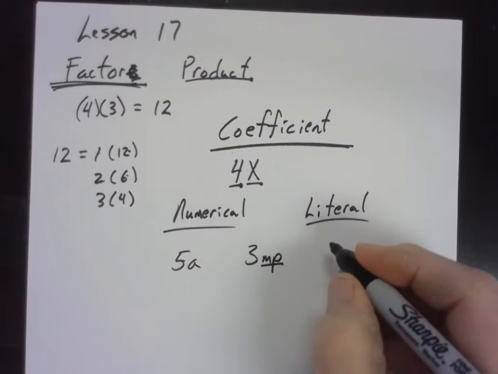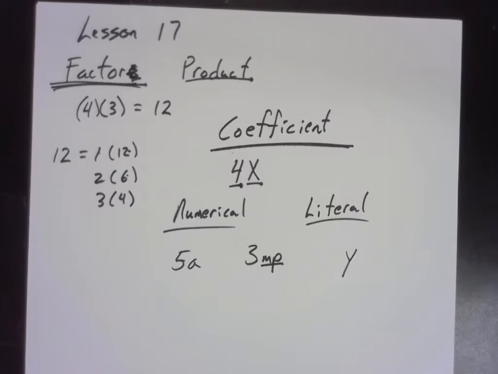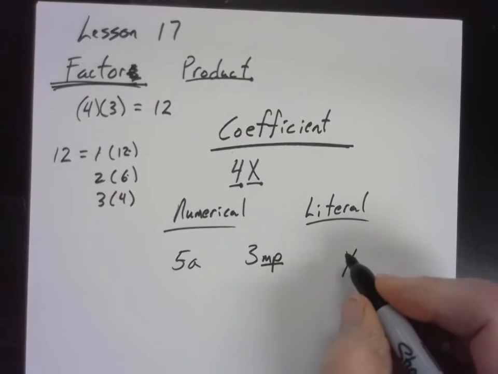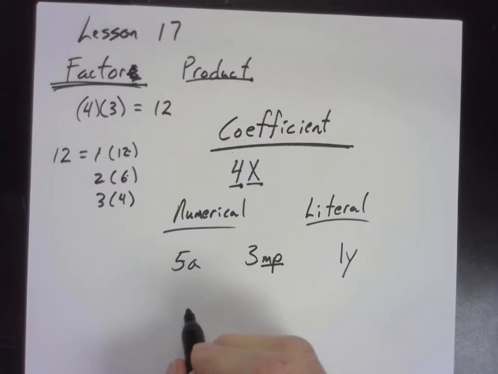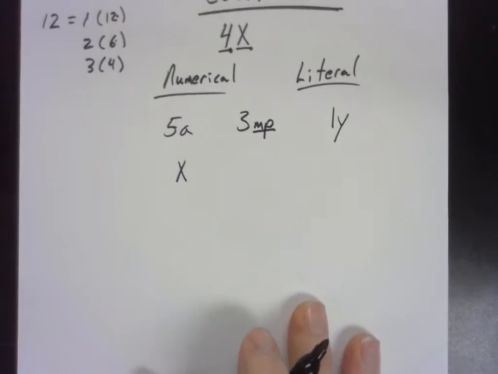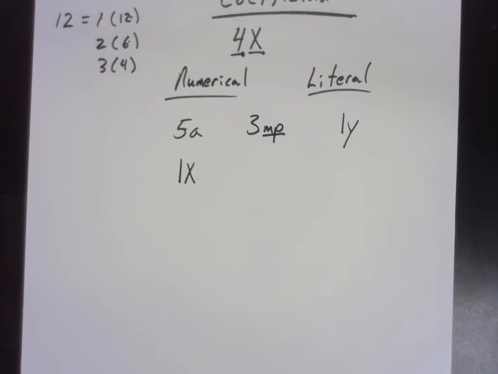What about this one, x? What's the numerical coefficient? 1. Now, we are way too lazy to write the 1, but it's there. When I write a variable like x, I mean 1 times x. But we never write it. It's just easier to write the x, and you just have to know it's there. Have you seen that before? You all get that.